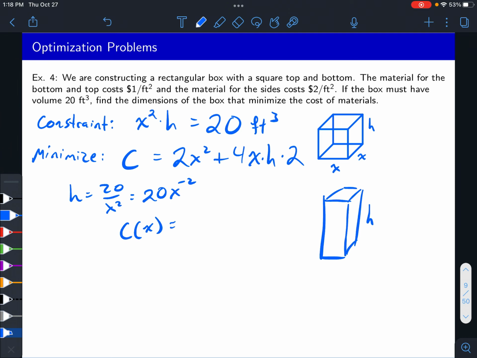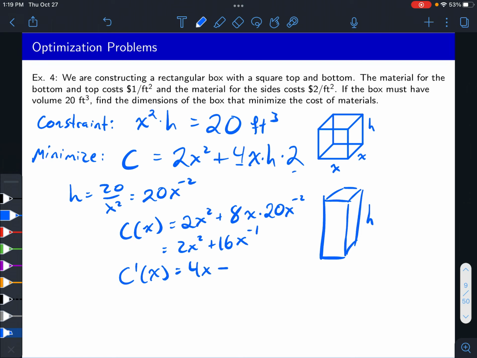So our cost function is now going to be totally in terms of x. It's going to be 2x squared plus, I'm going to combine this 4 and the 2 into 8, 8x times 20x to the negative 2. That's h. So this is equal to 2x squared plus 160 times x to the negative 1. Now I need to take derivatives. So c prime of x is equal to 4x minus 160x to the negative 2. Great.